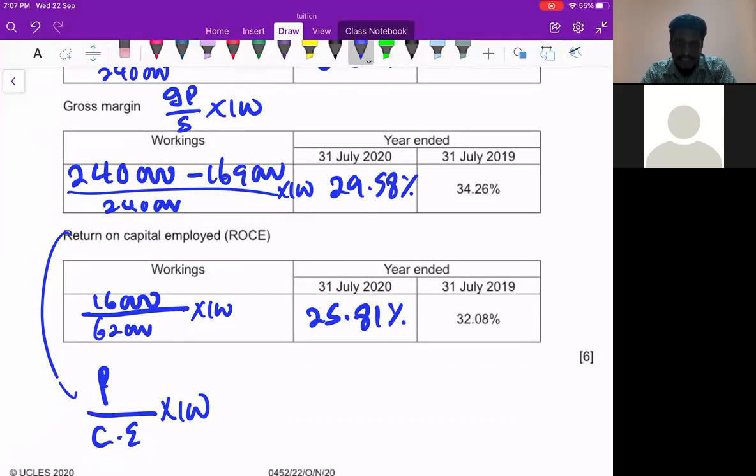Okay, here I got a question. If there is a profit from operation, we use profit from operation. Yes, only for the return on capital employed we use profit from operation. If you don't have profit from operation, then only we take the profit for the year.